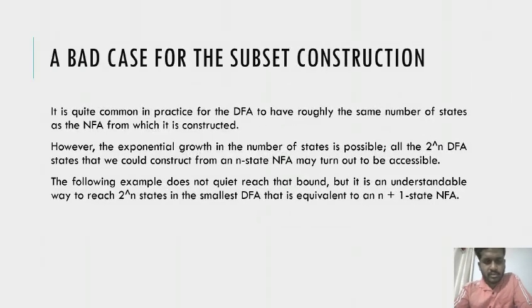Bad case for subset construction. It is quite common in practice for the DFA to have roughly the same number of states as the NFA from which it is constructed. However, exponential growth in the number of states is possible. All the 2 to the power n DFA states that we could construct from an n-state NFA may turn out to be accessible. The following example does not quite reach that bound, but it is an understandable way to reach 2 to the power n states in the smallest DFA that is equivalent to an n plus 1 state NFA.